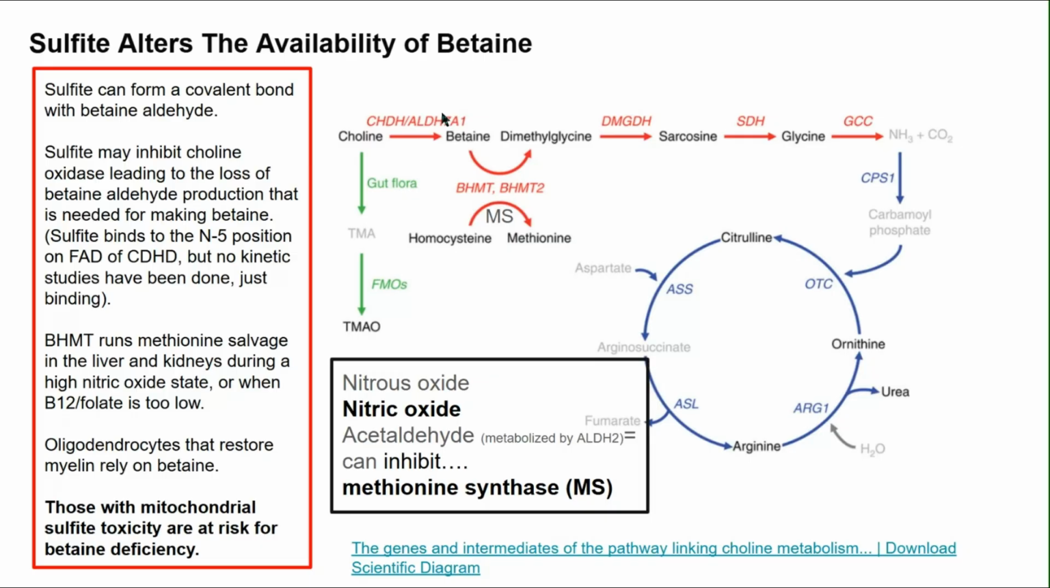So those with mitochondrial sulfite toxicity are at risk for betaine deficiency. This happens inside of the mitochondrial membrane. The conversion of choline to betaine is not happening in the cytosol. So it's in the intermembrane space. So that's important to remember. So this has to be mitochondrial sulfite toxicity. And sulfite won't bind to betaine. It doesn't have an aldehyde group, so it won't bind to betaine.